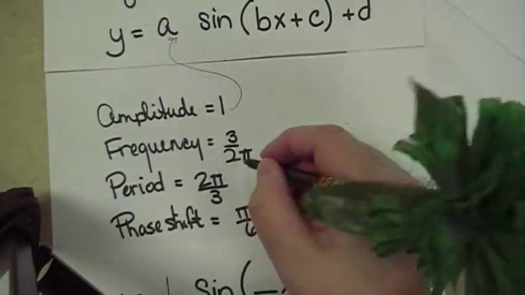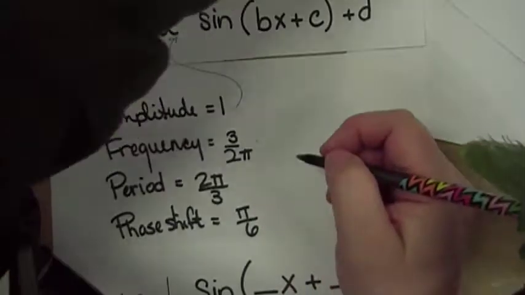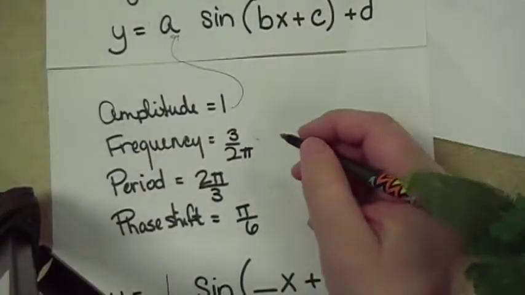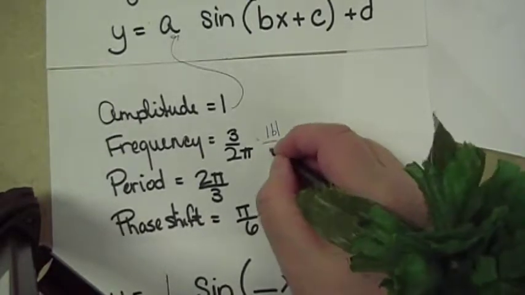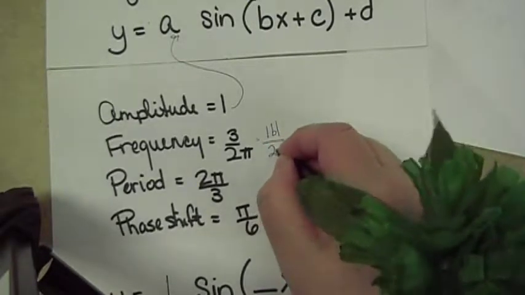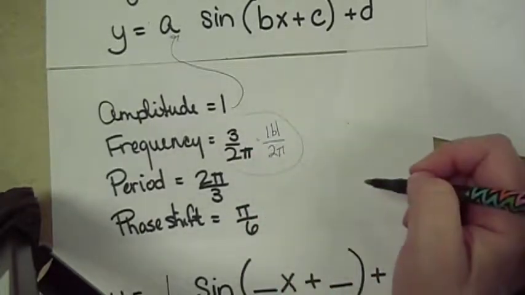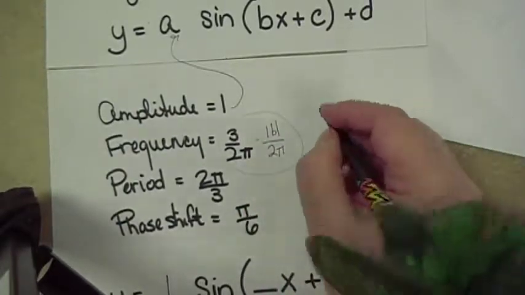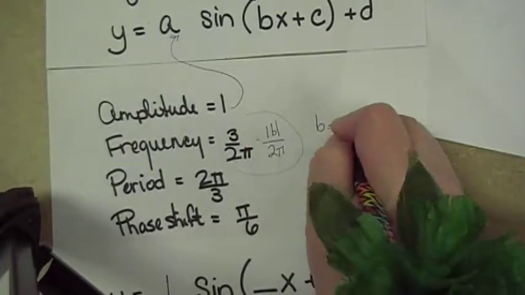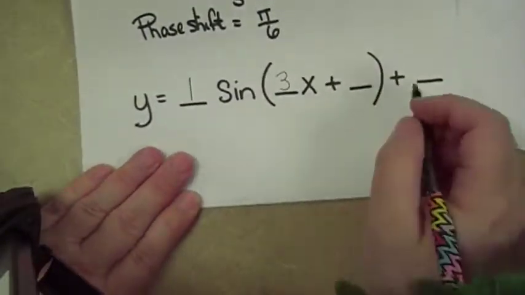Frequency is 3 over 2 pi, and our equation for frequency was the absolute value of b over 2 pi. So then what do we know about that? If this is 2 pi here, then 3 is going to have to be what b is. So b is equal to 3. So we're going to put that down in the equation down there as 3.